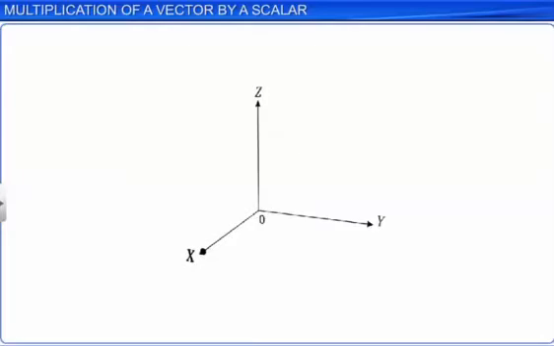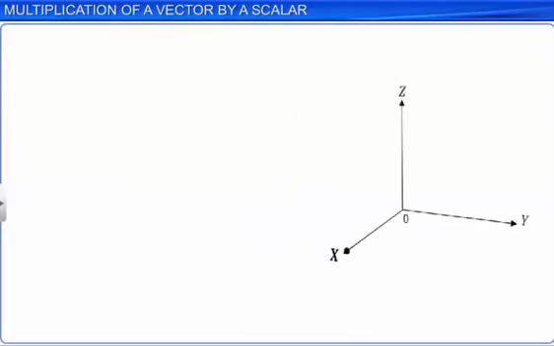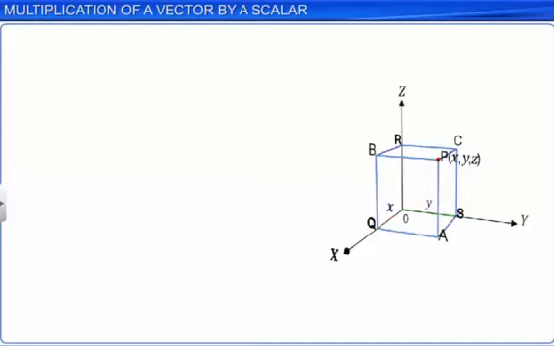Consider a three-dimensional coordinate system. Let P be a point in space with coordinates x, y, z. Let us draw a perpendicular PA from point P onto the XOY plane. Let Q and S be the feet of the perpendiculars drawn from point A to the X and Y axis respectively. Complete the parallelepiped as shown. Now, Q, S and R are the points on the X, Y and Z axis respectively, such that OQ is equal to x, OS is equal to y, and OR is equal to z.